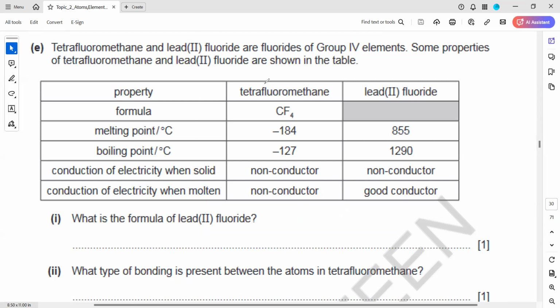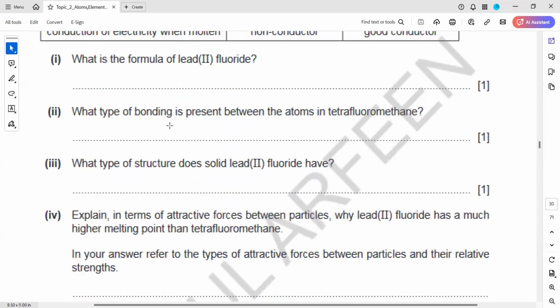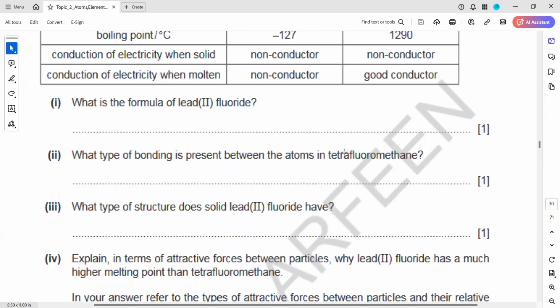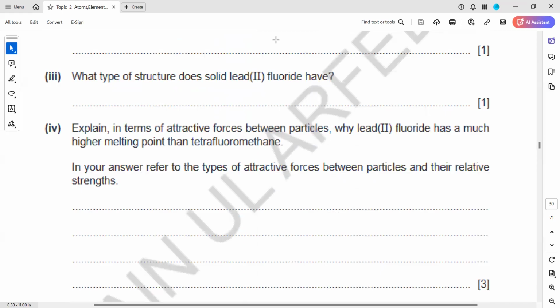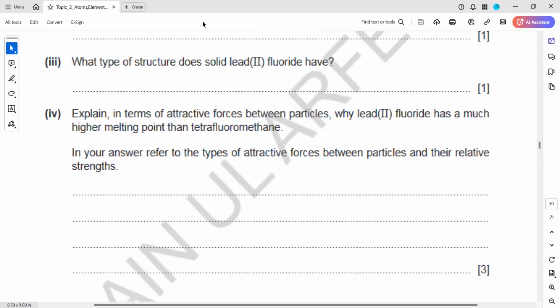What type of bonding is present between the atoms in tetrafluoromethane? Tetrafluoromethane contains carbon and fluorine. Carbon is a non-metal, fluorine is also a non-metal. So what kind of bonding? Covalent. What kind of bonding is there in lead-2 fluoride? Lead is a metal and fluorine is a non-metal, so it will be ionic. If the bond is between a metal and non-metal, ionic. If it is between non-metals, covalent. What type of structure does lead-2 fluoride have? It will have a giant ionic lattice.